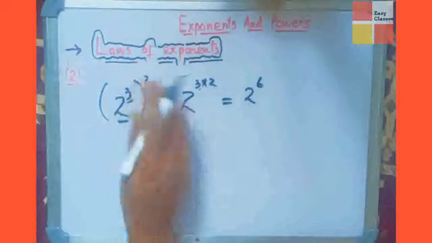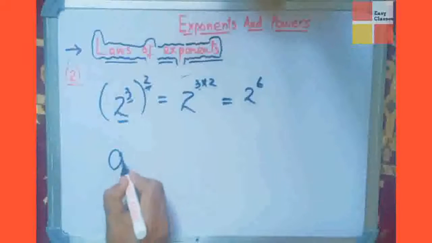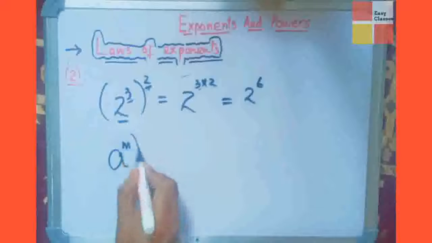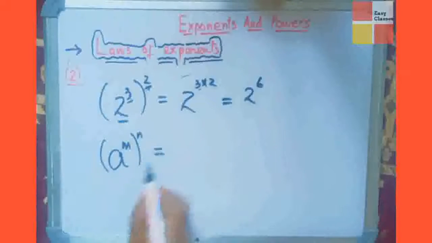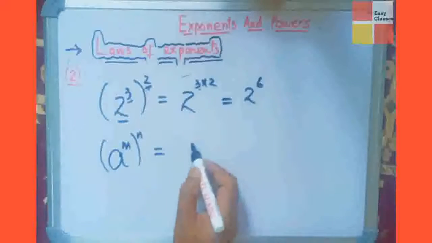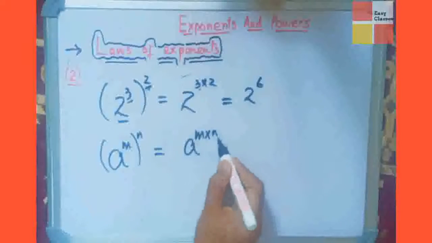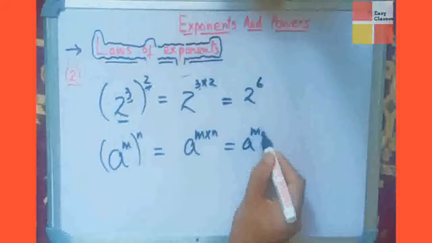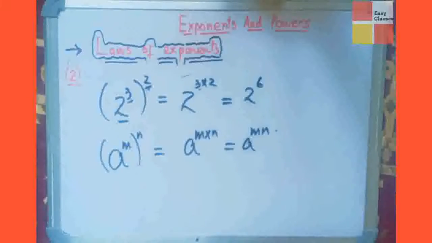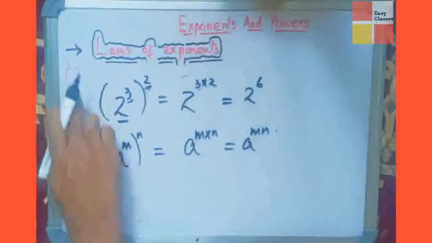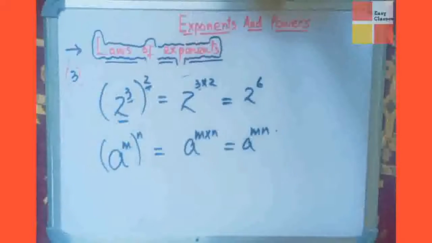So we can put it in a general form. For example, this is a raised to power m whole raised to power n. Whenever you get an expression like this, what you have to do is to multiply the powers. A raised to power m into n, that is a raised to power mn, right? Okay, so this was the third law. Now let's move to the fourth law.